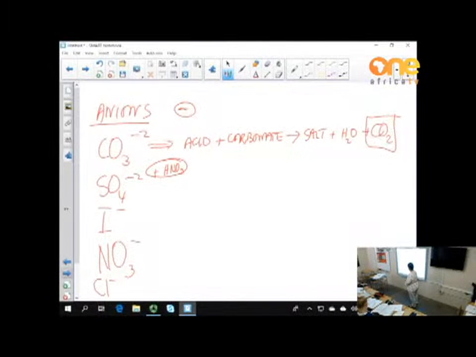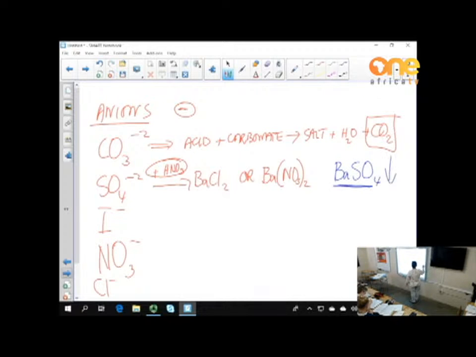Then to test for a sulfate, we will add barium chloride, or barium nitrate will also work. Barium chloride, a soluble barium salt. Most of the sulfates that you will work with are water soluble, and the moment the barium is added, we make barium sulfate, which is a white precipitate.